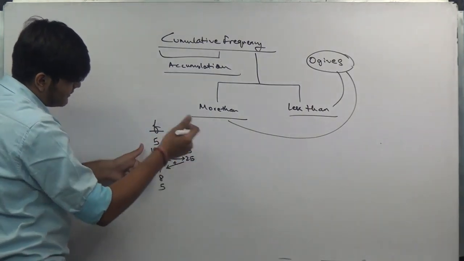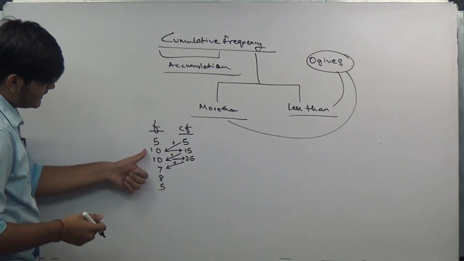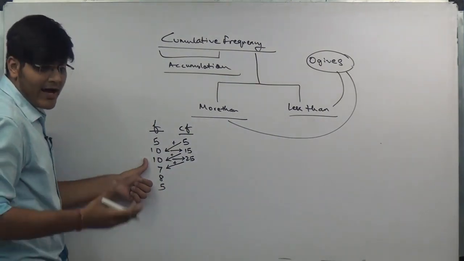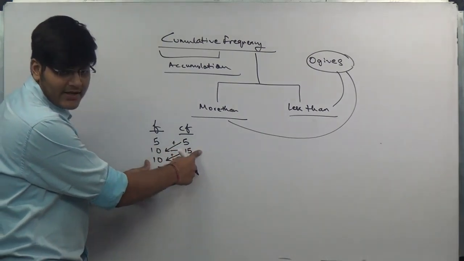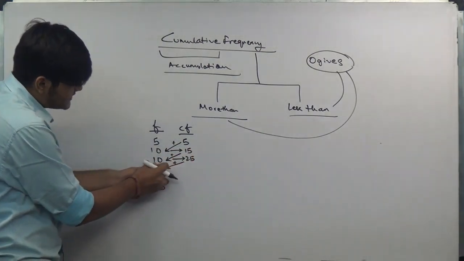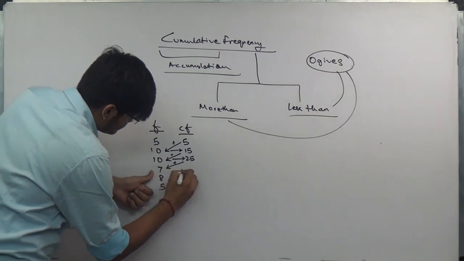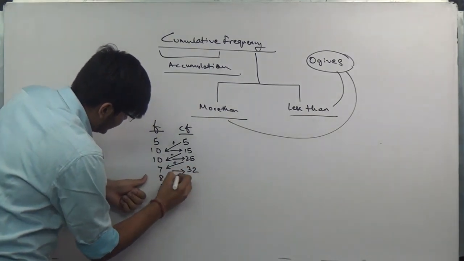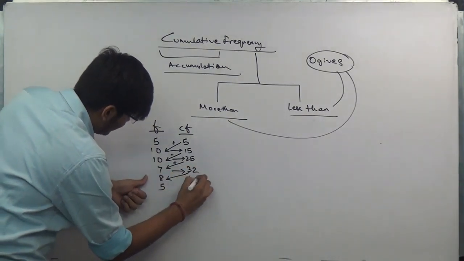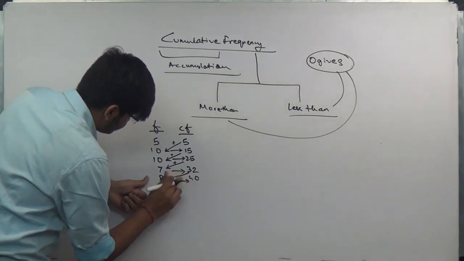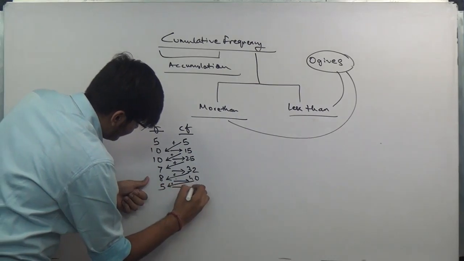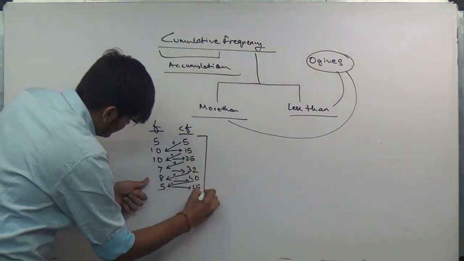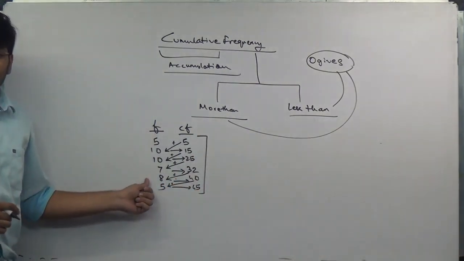Try to understand this thing. Many people do 5 plus 10, then 10 plus 10. You have to write down the added result along with the cumulative frequency that you have got. 15 plus 10, 25 plus 7, 32. Then again you add 32 with 8, you get 40. And then again you add 40 with 5 and you get 45. This is the cumulative frequency that you get.